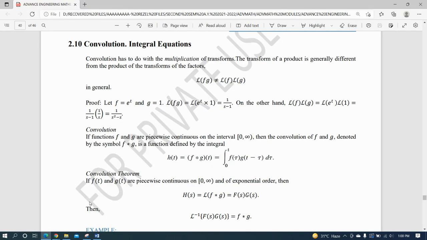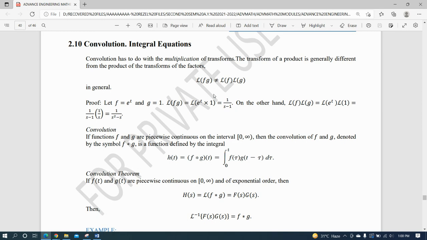Okay, good day everyone. So let's now continue our topic and let's have convolution and integral equations. So convolution has to do with the multiplication of transforms. So if, for example, you have two functions like f of t and g of t, the transform of the product is generally different from the product of the transform of the factors.